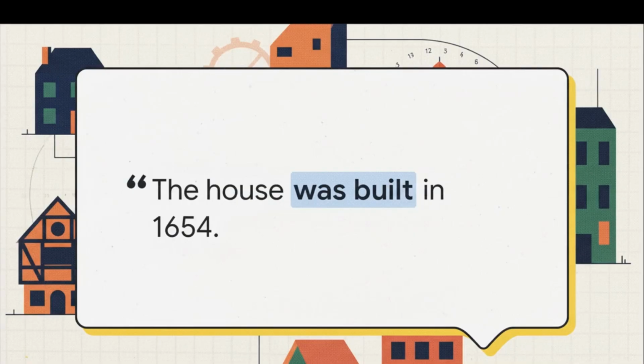What's the interesting part of that sentence? The house, right? The fact that it's from 1654 is the whole point. Who actually built it? Honestly, who cares? They're long gone. The passive voice puts the spotlight right where it belongs, on the house.